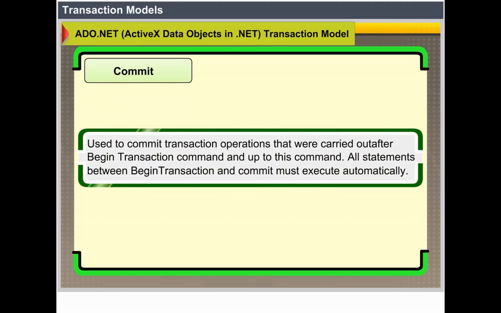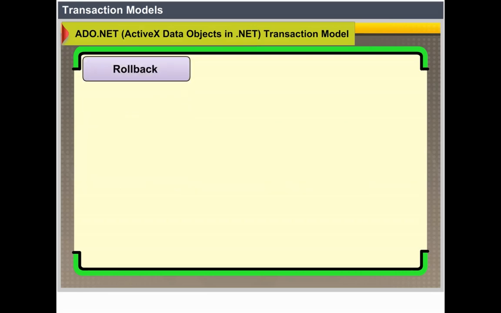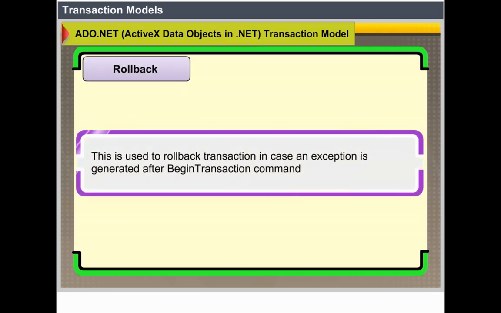Commit. Used to commit transaction operations that were carried out after begin transaction command and up to this command. All statements between begin transaction and commit must execute automatically. Rollback. Used to roll back transaction in case an exception is generated after begin transaction command.